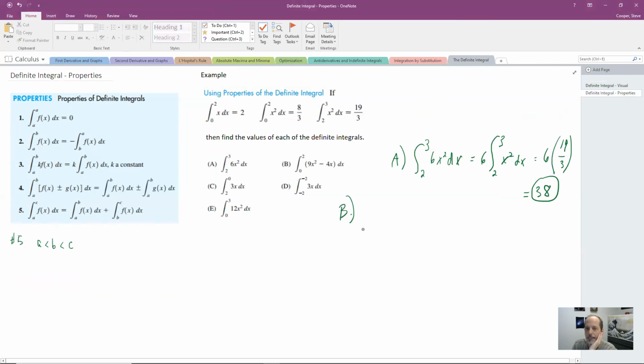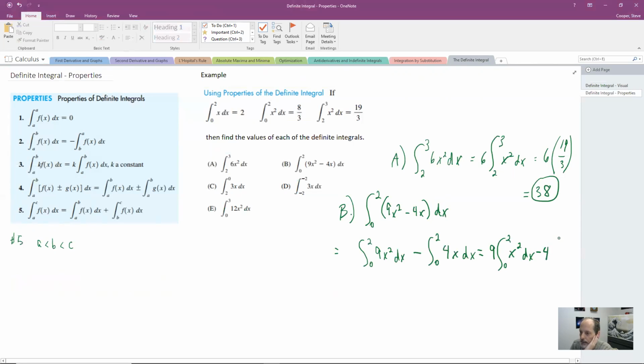Okay, let's look at B. If I want to go from 0 to 2 for 9x squared minus 4x dx, well, I'm going to use a couple of these over here. First, I'm going to say that's the integral from 0 to 2 of 9x squared dx minus the integral from 0 to 2 of 4x dx. Furthermore, I know from the constant property that that's 9 times the integral from 0 to 2 of x squared dx minus 4 times the integral from 0 to 2 of x dx.